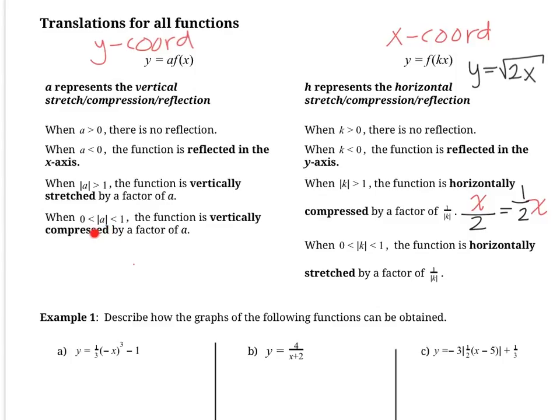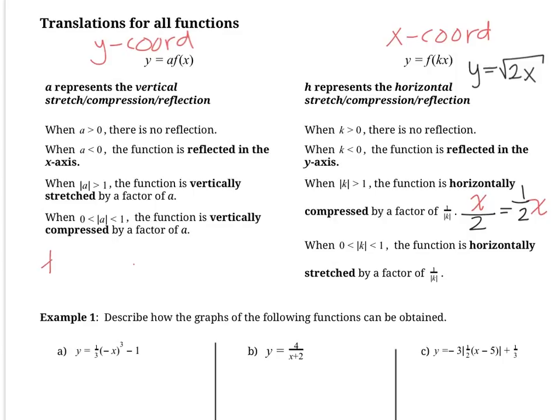So the last note is when our numbers inside or outside the function are less than 1 but greater than 0, so the absolute value is less than 1. In this case, for a, the function will be vertically compressed because we're multiplying by a number that's smaller than 1. And for the x coordinate, you can guess that that's going to be the opposite. In this case, the function is going to be horizontally stretched by a factor of 1 over k.